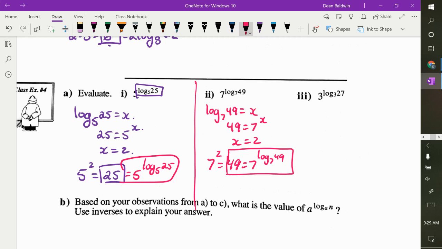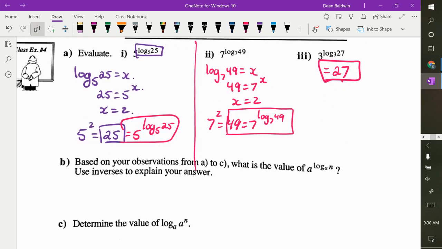If I give you this, 5 to the power of log base 5 of 25, we just found that it equals 25. 7 to the power of log base 7 of 49 equals 49. What does this one equal? 27. If these bases match, this and the base on the log match, it's whatever the argument is, whatever number you're logging. Okay? So this one is just 27. And that's an actual rule.